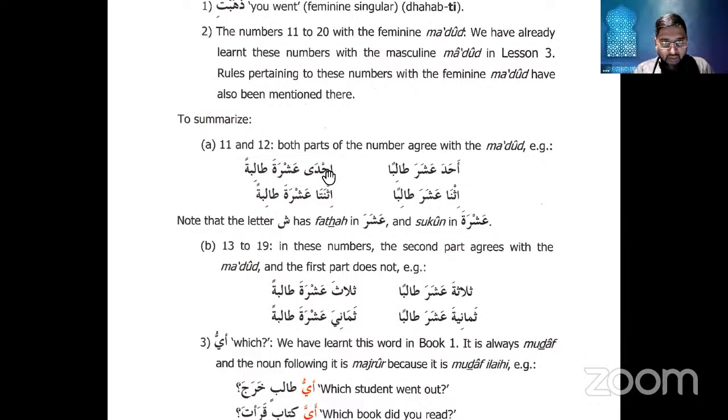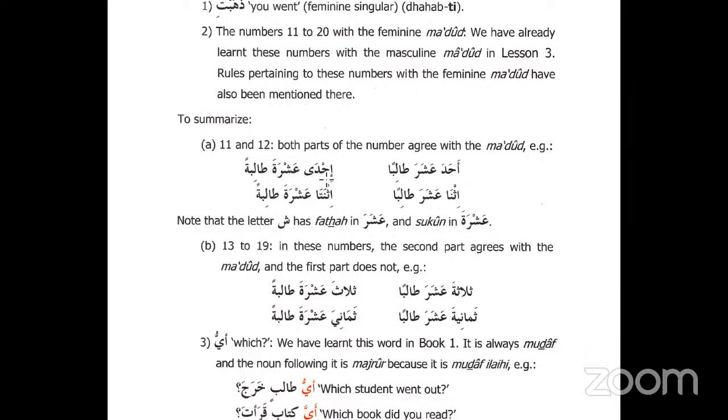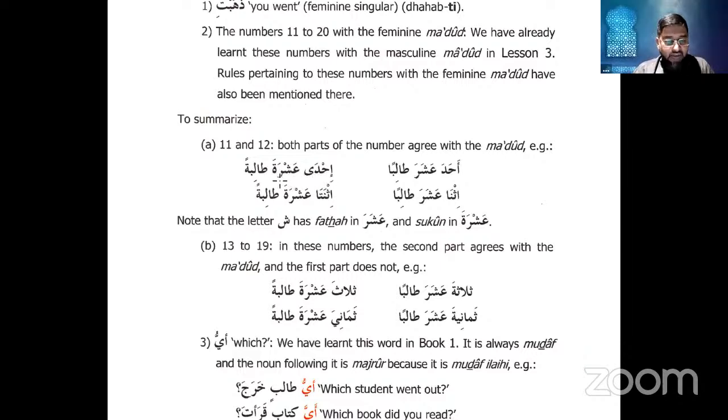Now, coming back to this, ihda ashrata, the number 1 and 2 both are female. Ihda ashrata, so both are female, and the numbers from 11 to 20 will come singular mansub.